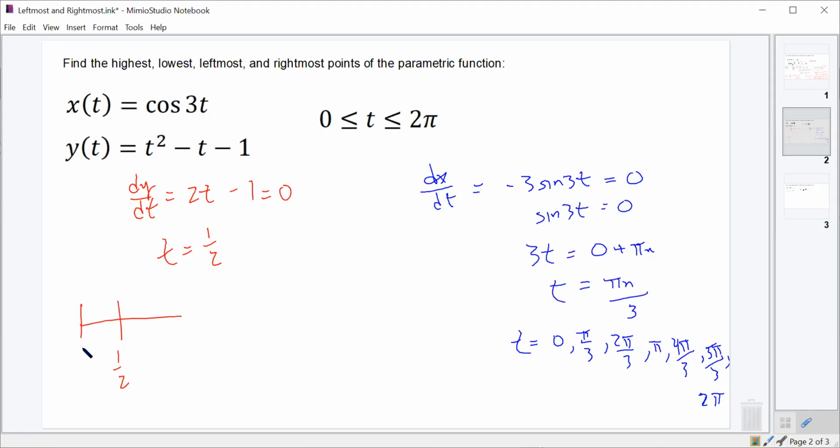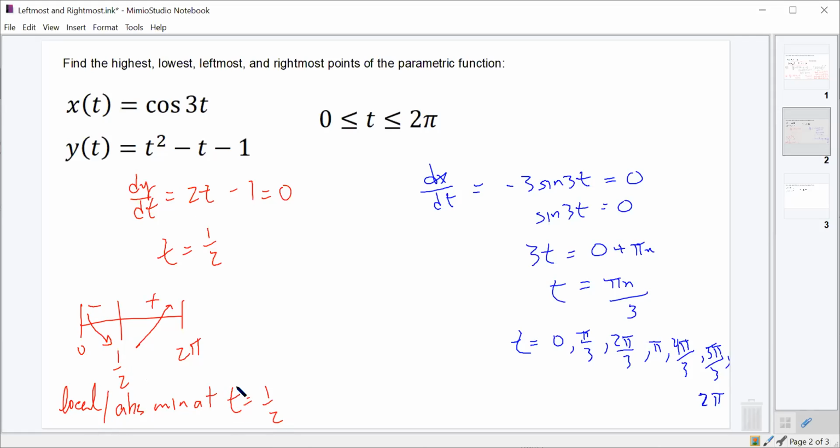Plug in something between 0 and 1/2, like a quarter. We get a negative, right? Plug in something between 1/2 and 2 pi, like 1, and we get a positive. So our function is decreasing, and then our function is increasing. So we should have a local minimum at 1/2, and it looks like that should also be an absolute minimum at 1/2. You guys agree with that? I do. Okay. So we'll say a local and absolute min at t equals 1/2.